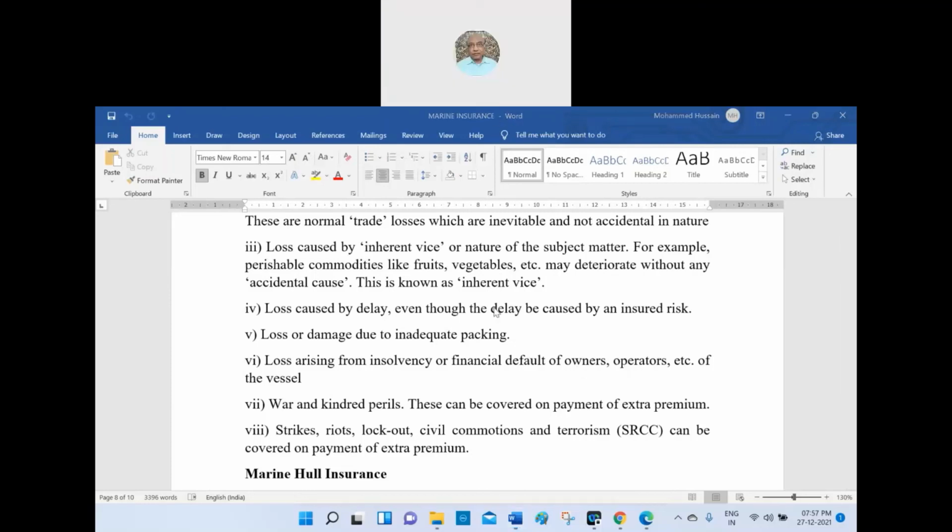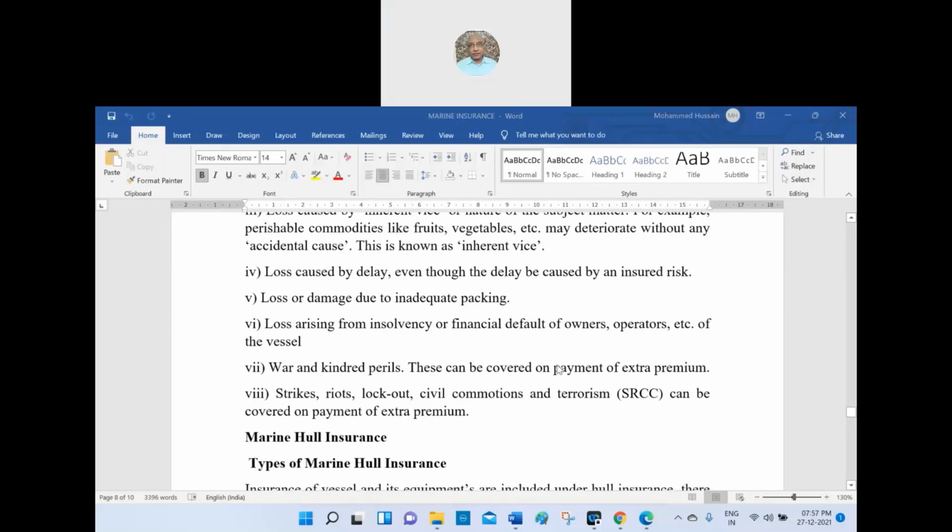So in this way, yeah, it will be 5 minutes, then it will be closed. Okay, I will cover this much. So loss or damage due to inadequate packing, we covered it. Insolvency of the owner, we covered it. War and kindred perils. If a war breaks out between two countries, that we cannot expect, hence that will not be covered.